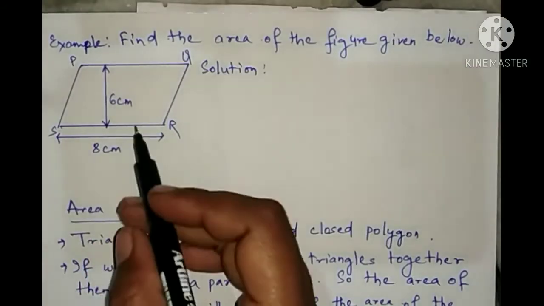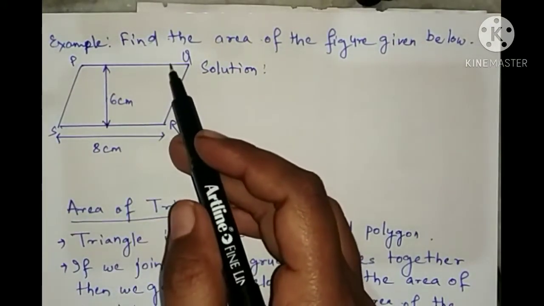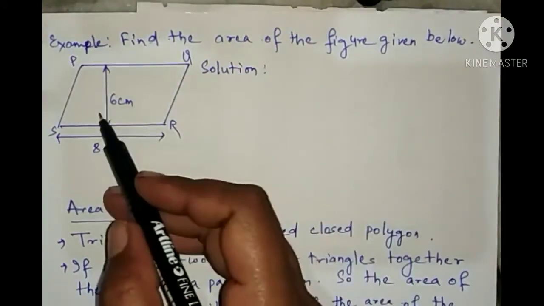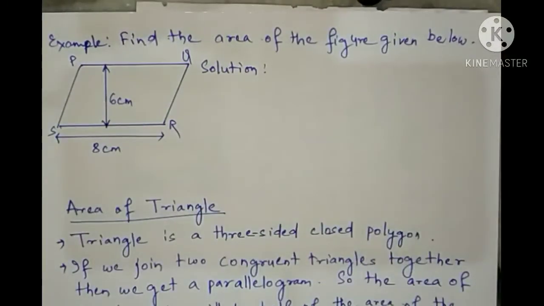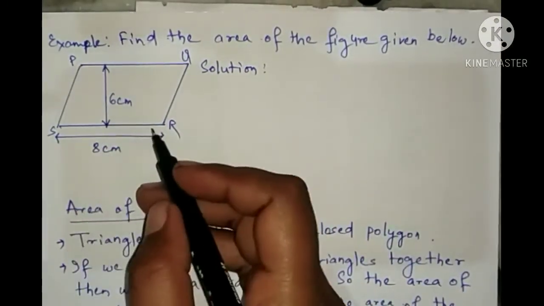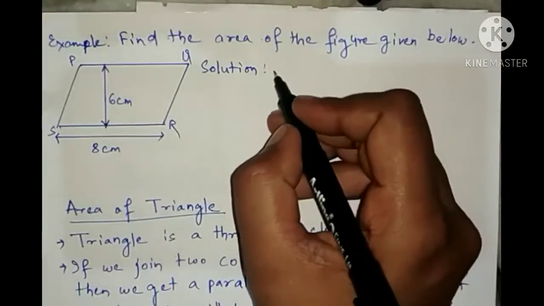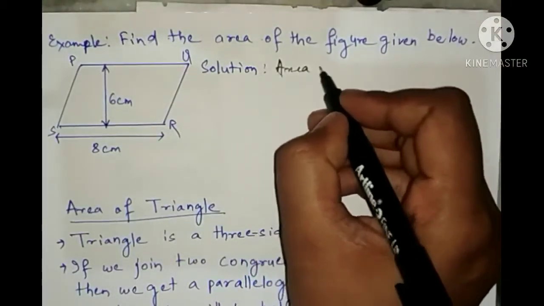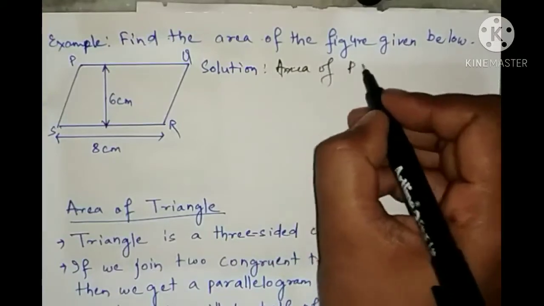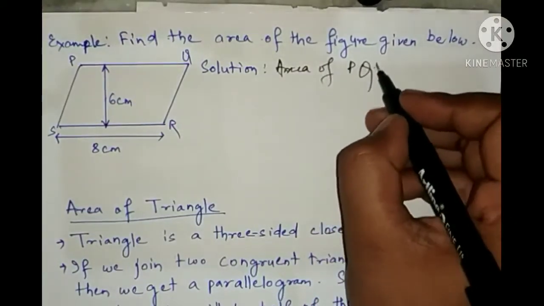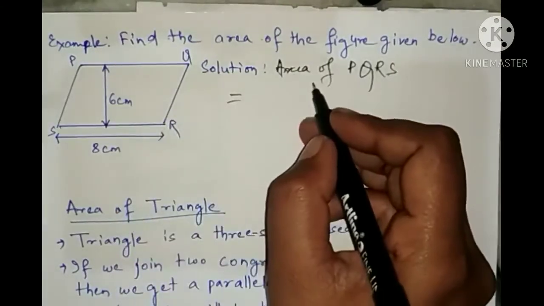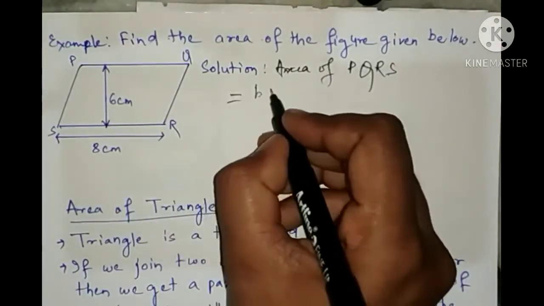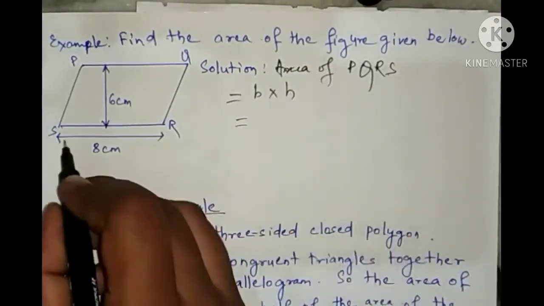So look at this example. Find the area of the figure given below. So this figure PQRS is what? It is a parallelogram. So we have to find out the area. Area of PQRS equal to, this is a parallelogram, so base into height. Base is how much?